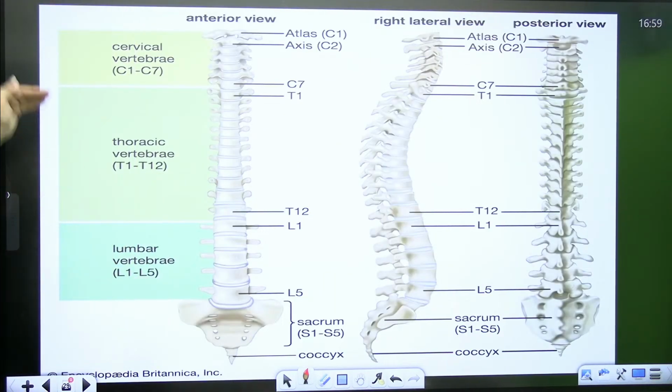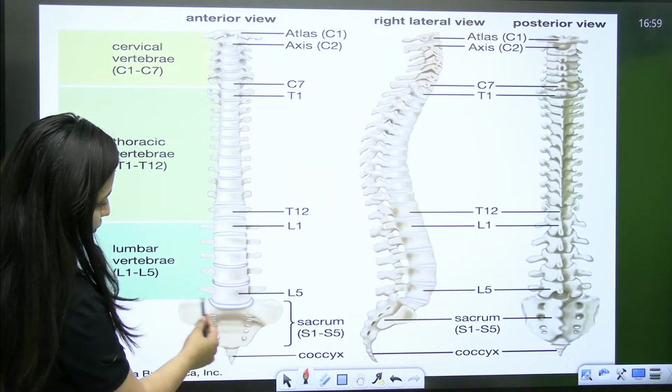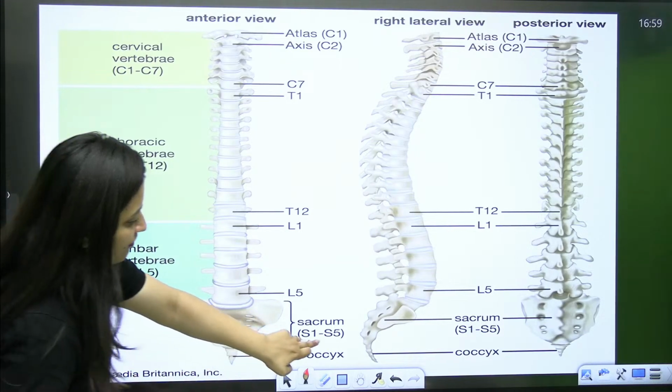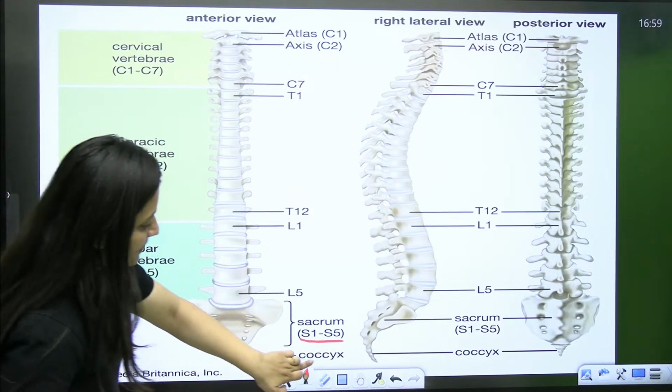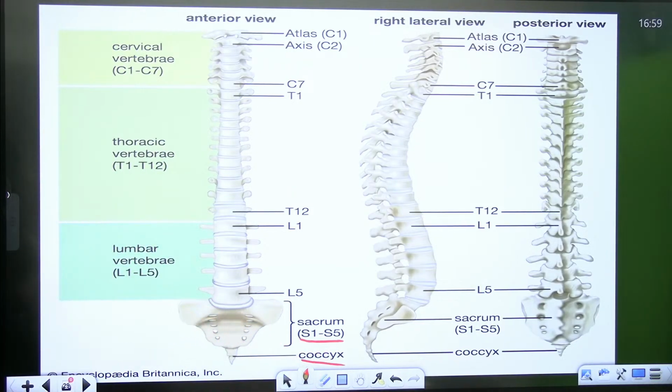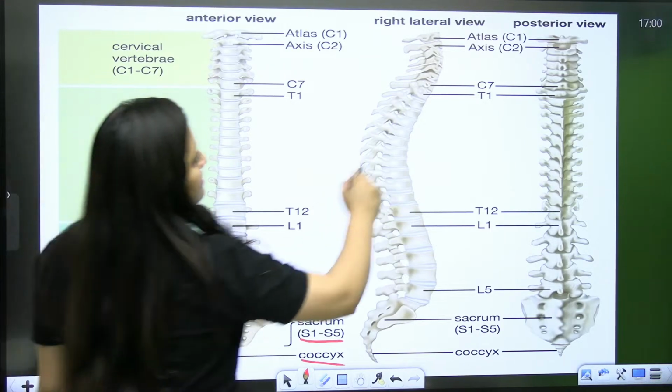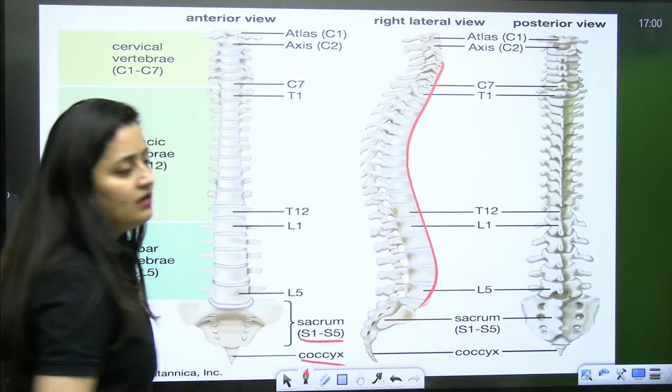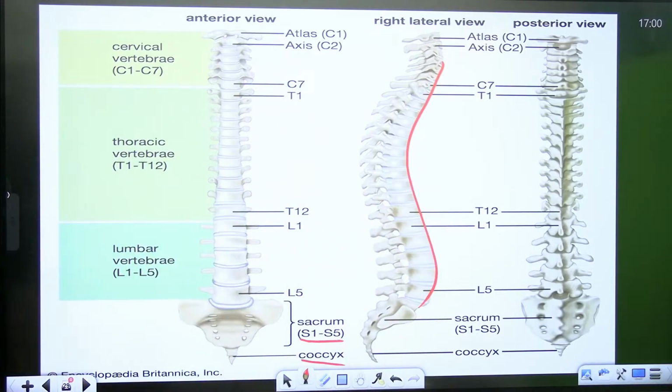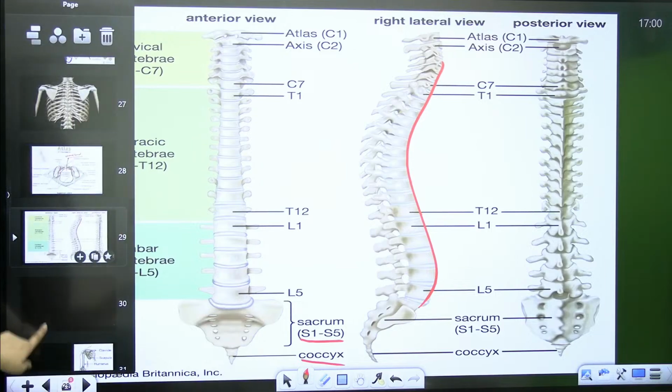Look at the curves here: cervical, thoracic, lumbar, and sacrum and coccyx, which is somewhere associated with the pelvic girdle. Five bones will fuse, they will form one. Four bones will fuse, they will form one. So look at this curve. Because of that, we are having the bipedal locomotion.